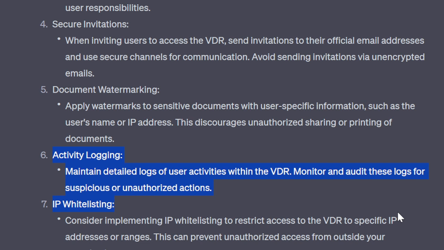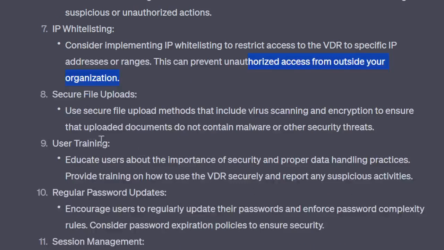IP whitelisting. Consider implementing IP whitelisting to restrict access to the VDR to specific IP addresses or ranges. This can prevent unauthorized access from outside your organization. Secure file uploads. Use secure file upload methods that include virus scanning and encryption to ensure that uploaded documents don't contain malware or other security threats.